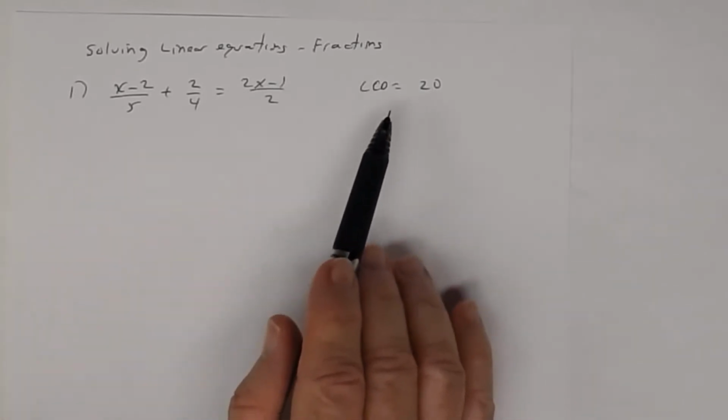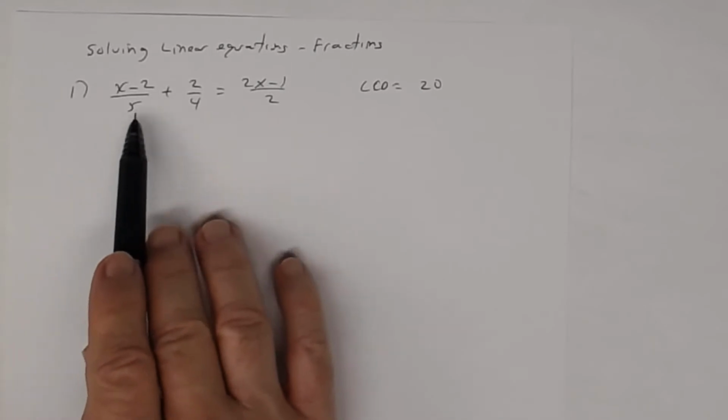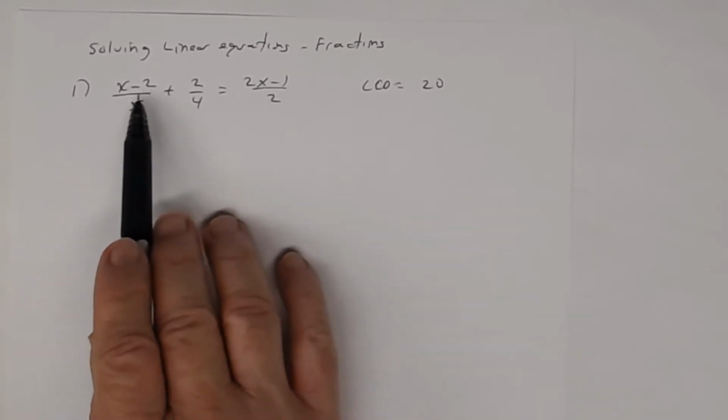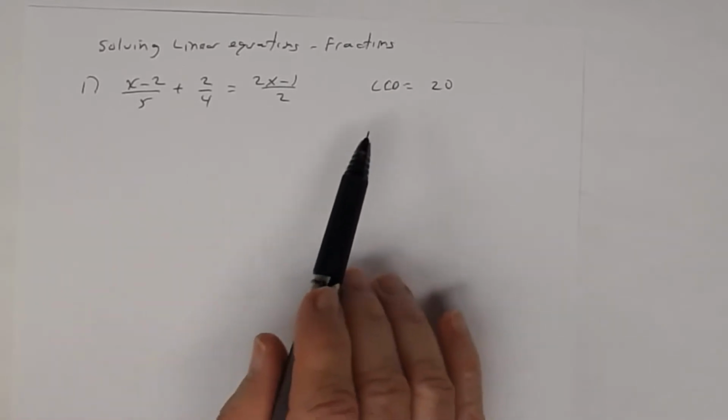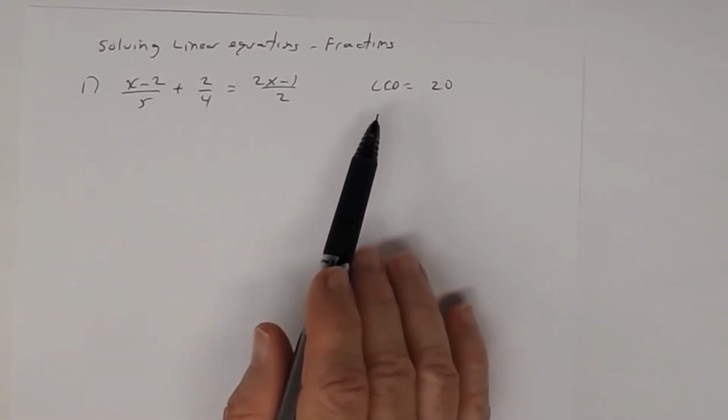So the whole purpose, though, of finding the least common denominator is to clear those fractions. So basically, you want the number 1 as a factor in the denominator. And so if you multiply both sides by the least, then that's going to happen.